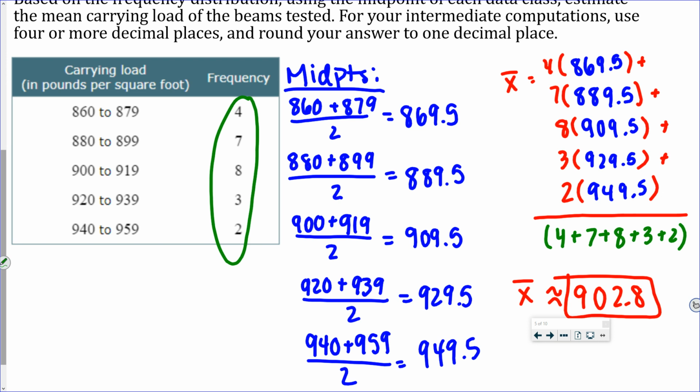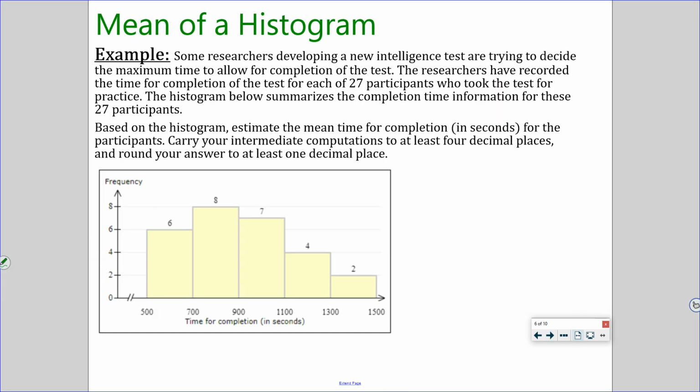All right, so then a histogram is super similar because a histogram is just a visual graphical representation of the frequency, right? So we do the same thing here. We have to figure out the midpoints. Now these ones are nice. I picked some nice, easy numbers.